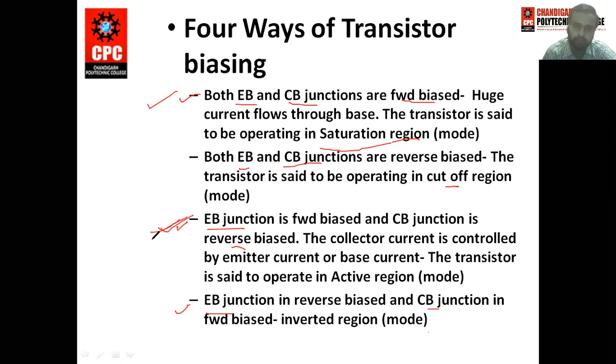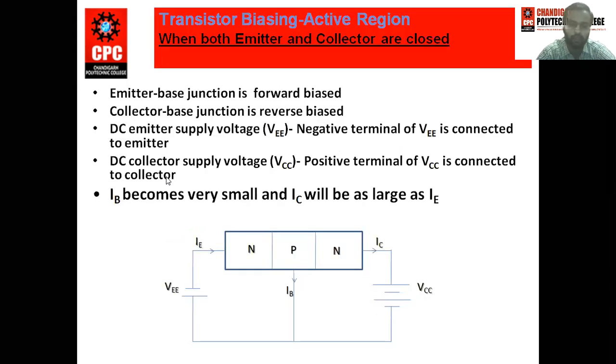Mostly we are using the active region. A transistor can only work as an amplifier in the active region. The basic function of a transistor is to amplify low frequency signals, so we mostly use the transistor in the active region. The condition of the active region is that the base-emitter junction is forward biased and the base-collector junction is reverse biased. These are the four regions.